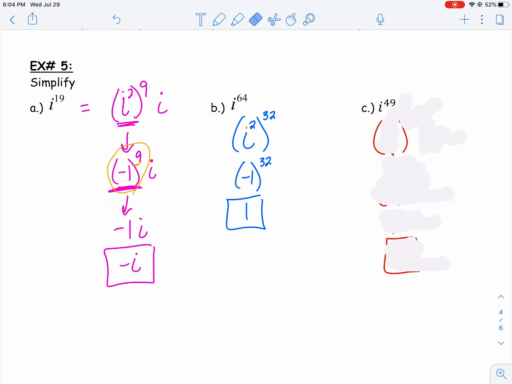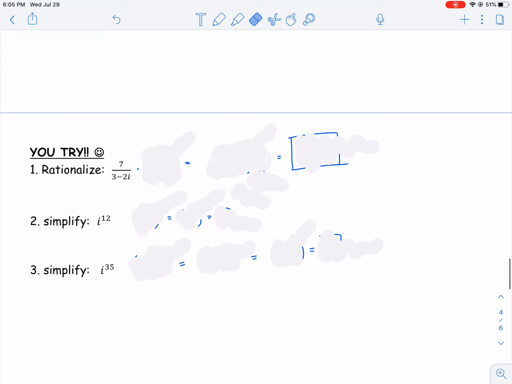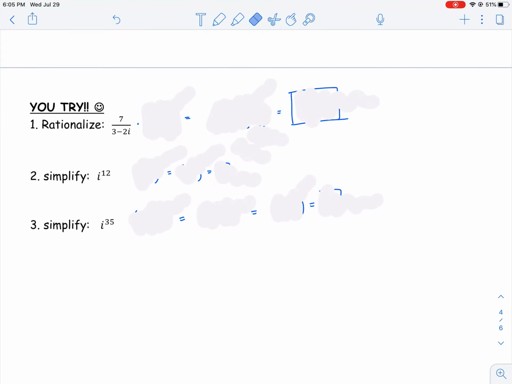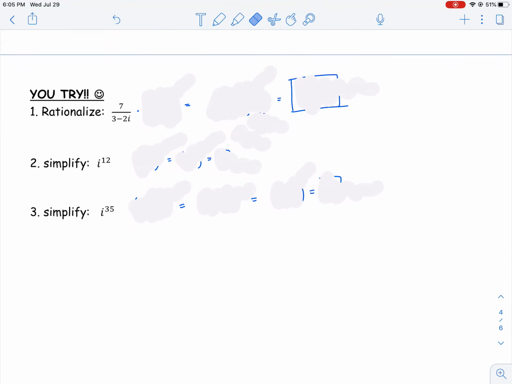All right, last one. i to the 49th power. Let's start with i squareds. How many times does 2 go into 49, or how many i squareds can we get as close as we can to 49? I said 24, which is 48, but I need 49, so I need one more i. Well, if i squared is -1, then I really have -1 to the 24th power times i. And -1 to an even exponent is going to be a +1, and +1 times i is just going to be i.